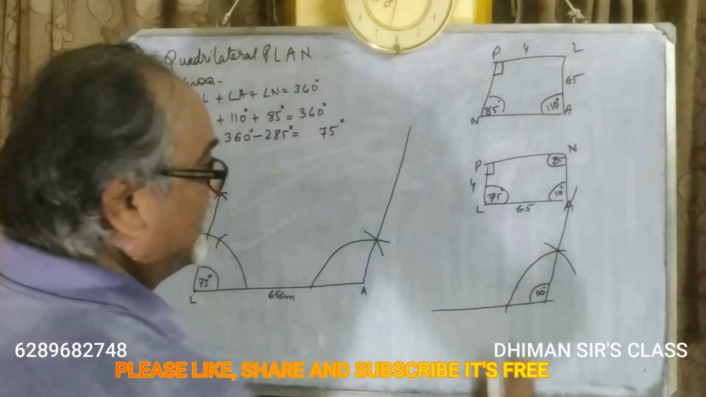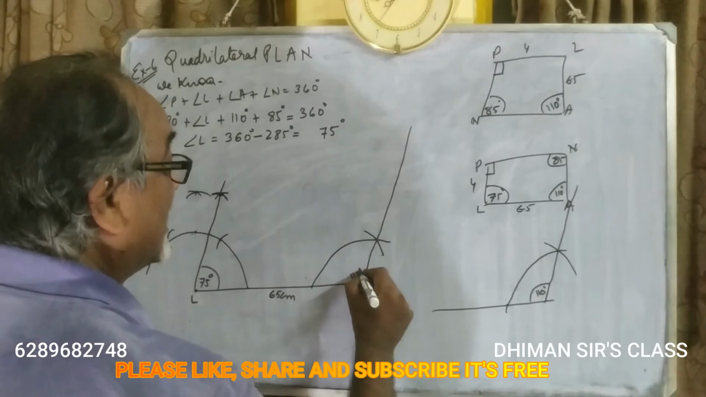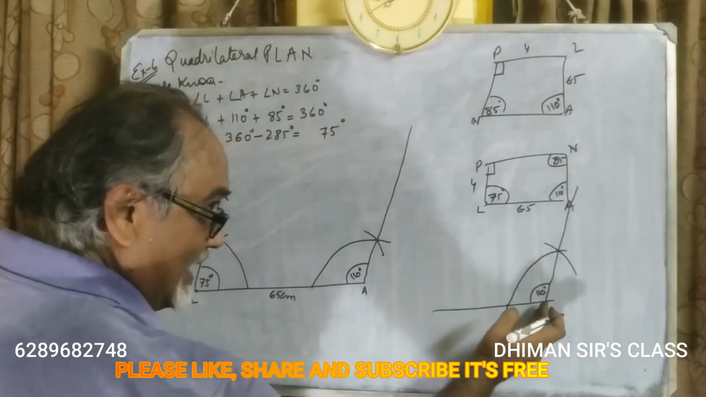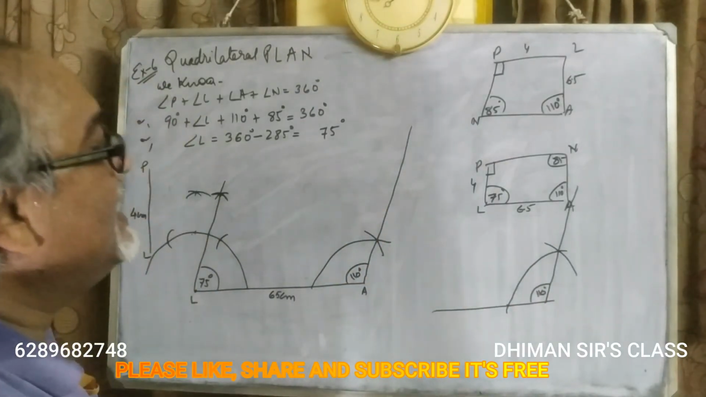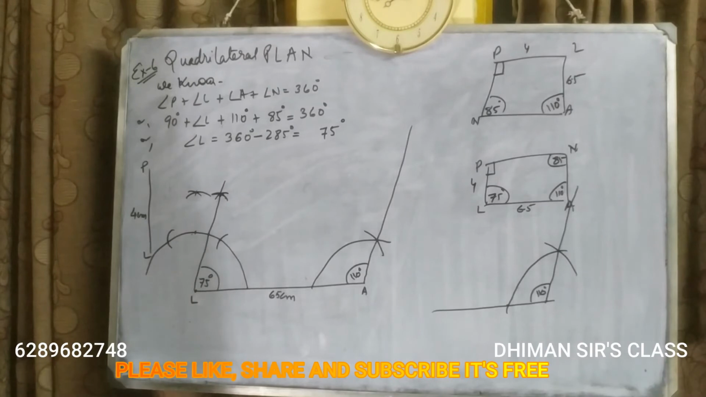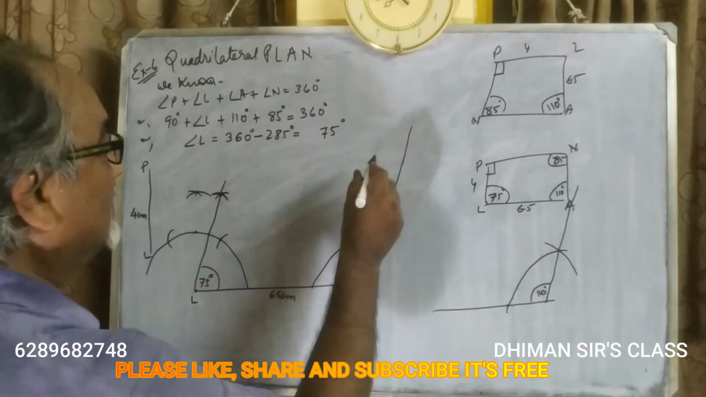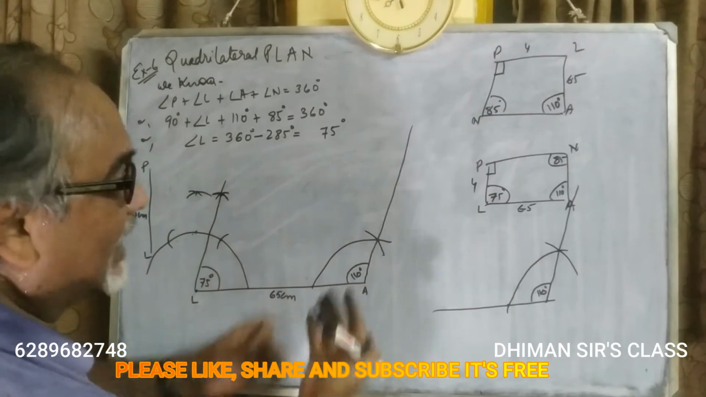With the help of your pencil and scale, join these 2 points. Now, my dear children, you can use your protractor and check that this was 110 degree. Similarly, this is also 110 degree. Okay. Now we got this line, this line, this line, even this angle also we got.